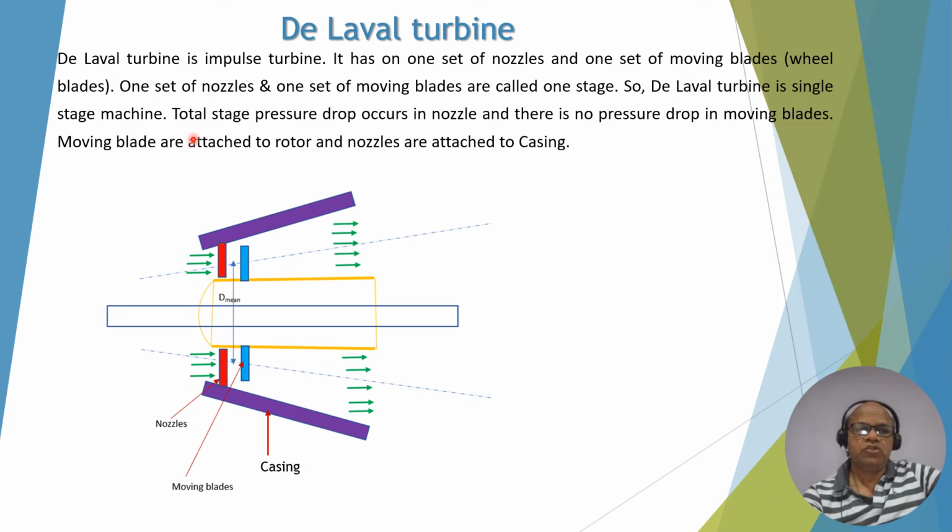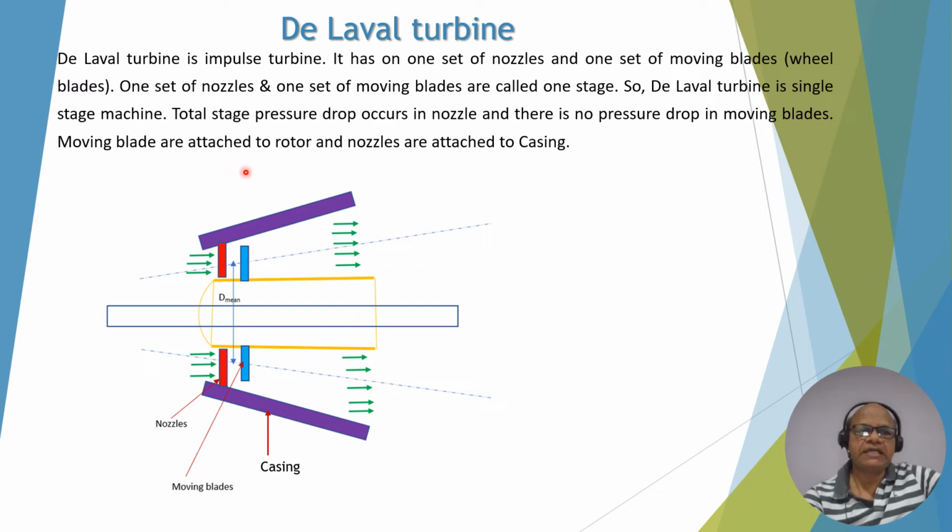Total stage pressure drop occurs in the nozzle. There is no pressure drop in the moving blades. So pressure drop occurs only in the nozzle. So the pressure upstream and downstream of the moving blade is the same, since there is no pressure drop.